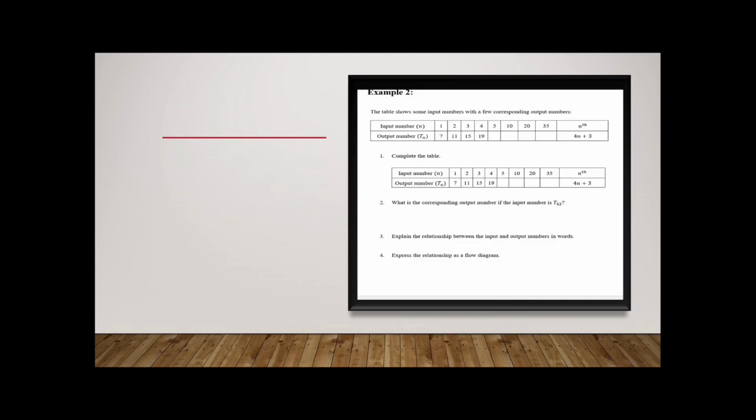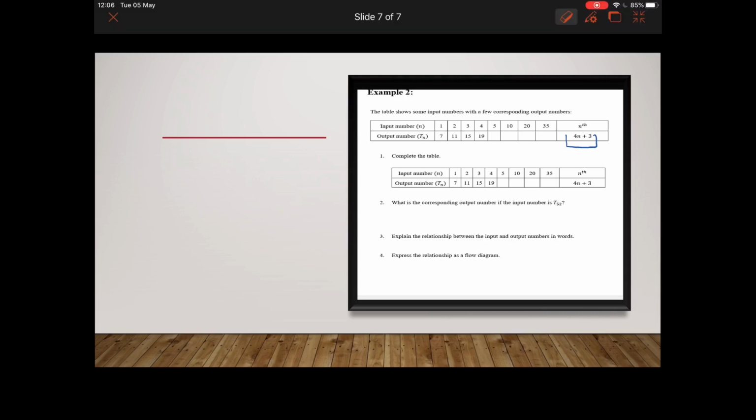Alright, so now let's jump into example 2. Example 2 says the table shows some input numbers with a few corresponding output numbers. So 1, 2, 3, 4, 5, 10, 20, 35, and then it gives us the nth, which is 4n plus 3. So this is my pattern general term. So it says there, starting with question 1, complete the table. So how we're going to complete the table is we need to find out what our values of 5, 10, 20, and 35 are going to be.